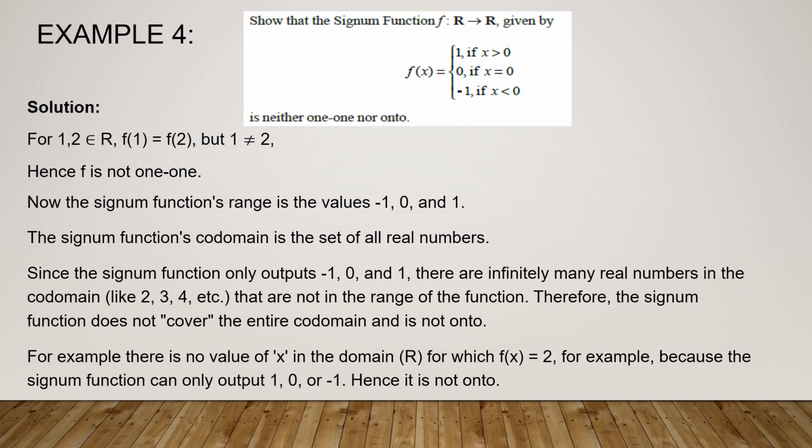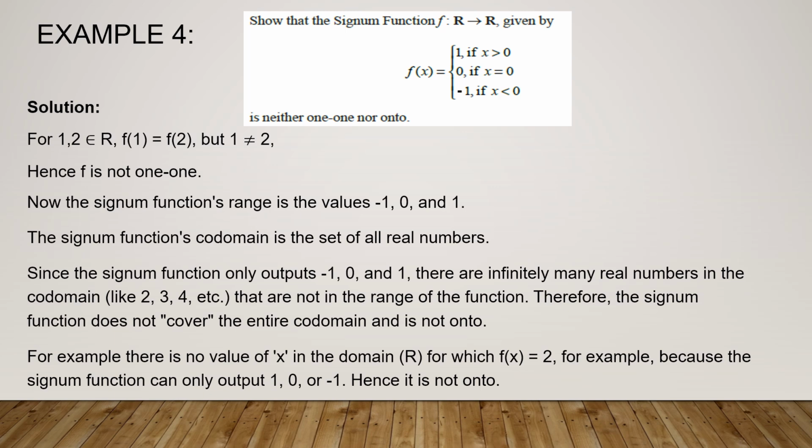Now first of all we will check for one-one. So you have 1 and 2 belonging to R. f(1) is equal to f(2). Why? Because for f(1), the value of x is greater than 0, so f(1) will result in 1. For f(2), again 2 is greater than 0, so it will always give you the value 1. This is how our function is defined. If x is greater than 0, f(x) value is always 1. So f(1) and f(2) are the same, which is 1. But 1 is not equal to 2. So f is not one-one.